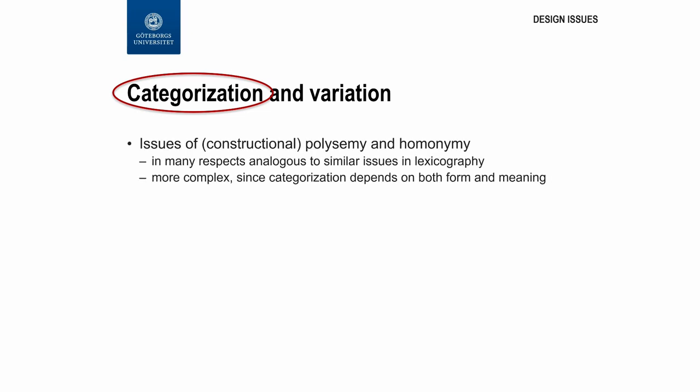Turning to categorization and variation, and starting with categorization, we have the same issues in constructicography as you would have in lexicography regarding polysemy and homonymy, but some of those cases get more complex because you have both formal and semantic variation to take into account.